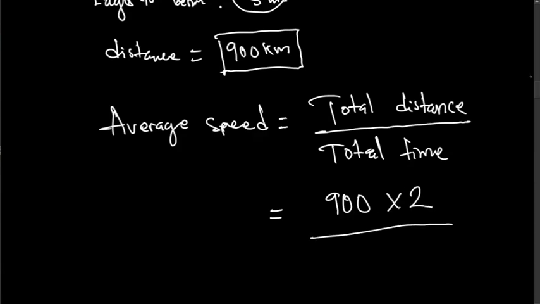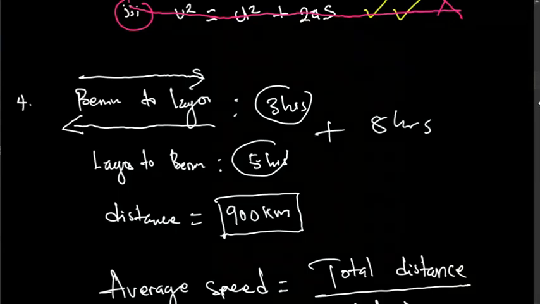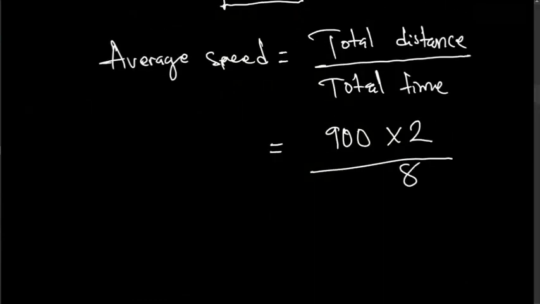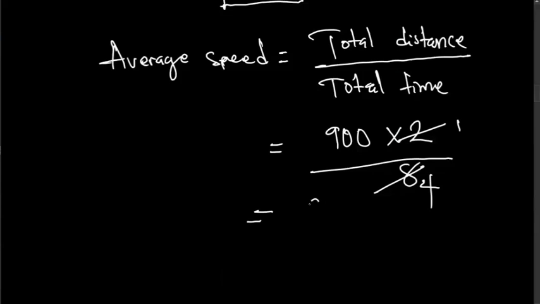What about the total time? We spent 3 hours going and we spent 5 hours coming. So 5 plus 3 is 8. So 8 hours. Are we following? So from here, we can start to simplify. Immediately, we can start simplifying from here. The 2 here cancels out, we're left with 1. 2 divided into 8 is 4. So we're left with 4 here. So we have 900 over 4.